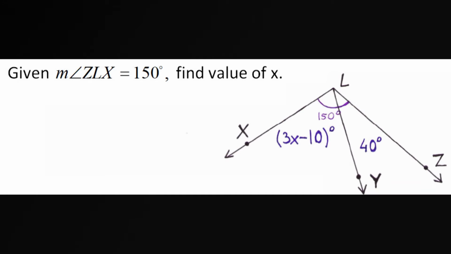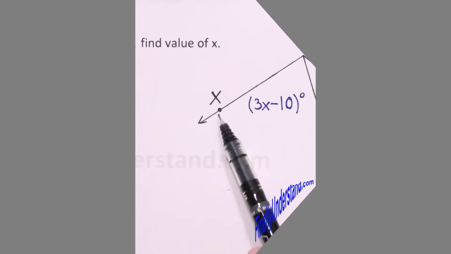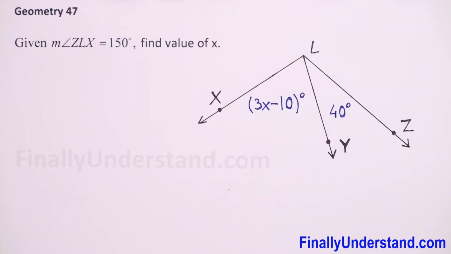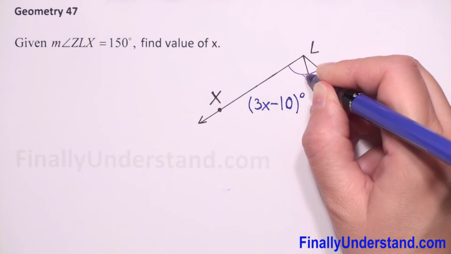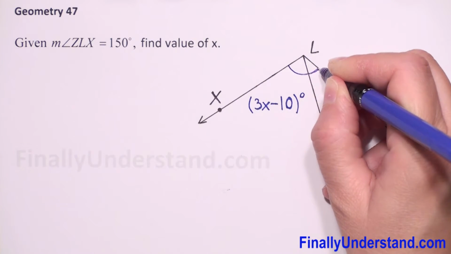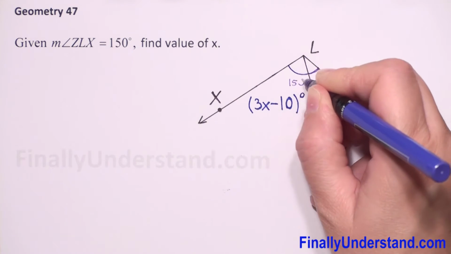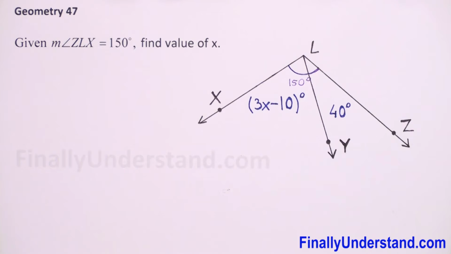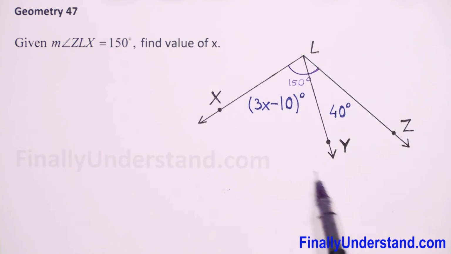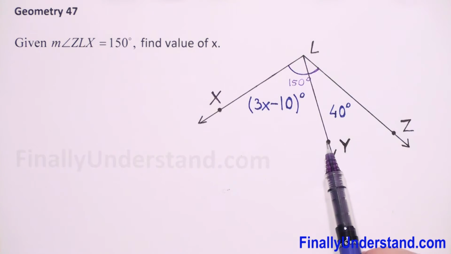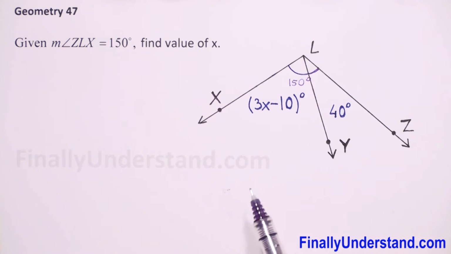We have given the measure of angle ZLX is 150 degrees. So let me put that this angle has 150 degrees. L is the vertex of our angle. What else we have here? Y is an interior point of our angle.